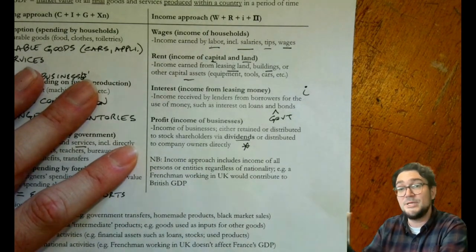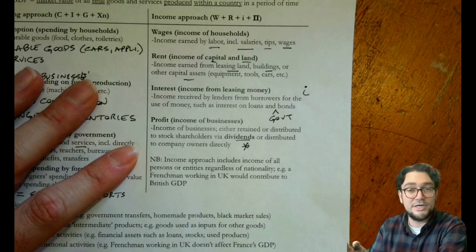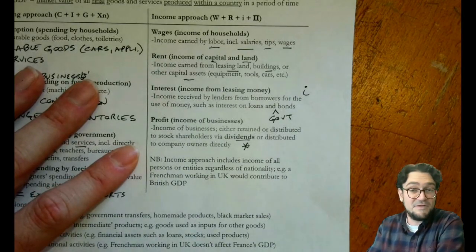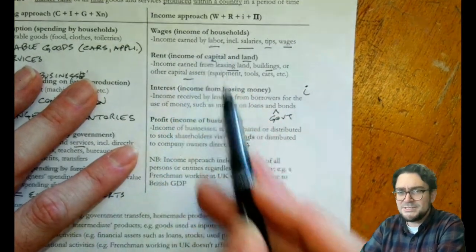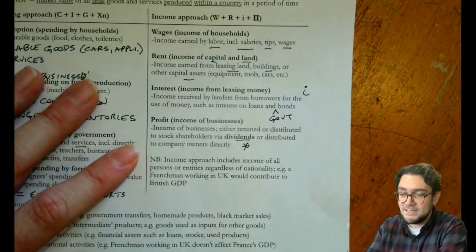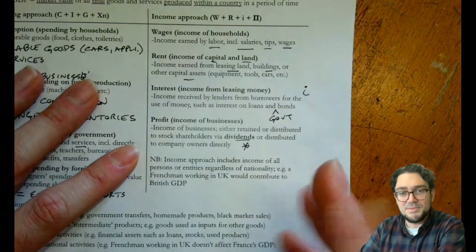If you just have, say, a limited partnership where it's you and your partner and you're running a business, then you might split the income 50-50. And you might be like, well, isn't that wages? It's really the income of the business. And ultimately, we would still count it in GDP for that reason.